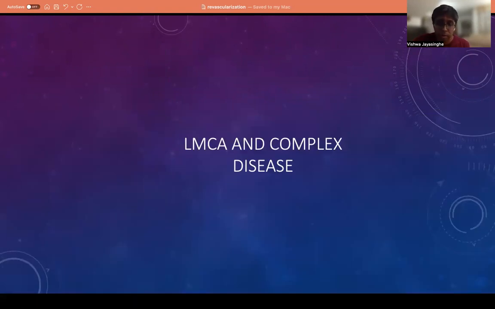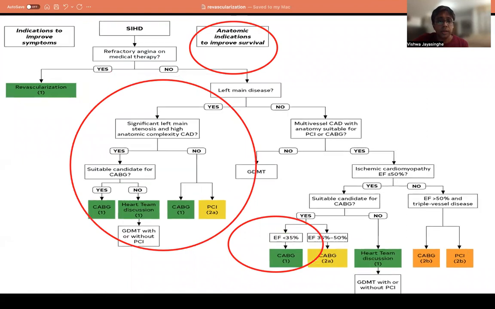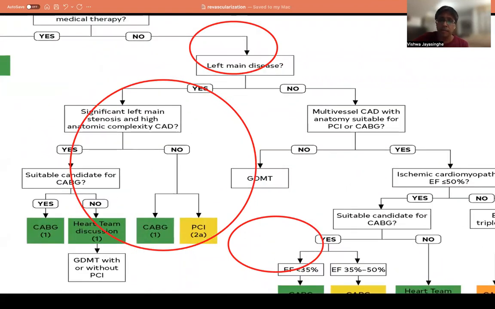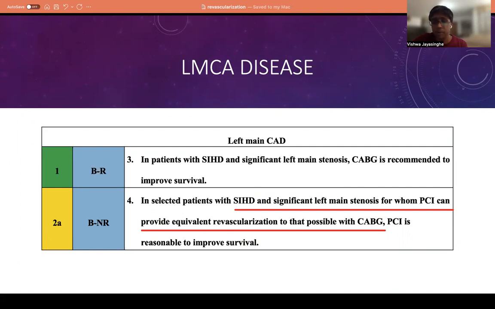Right, so we'll go on and check the left main and the complex diseases. We discuss significant left main stenosis and complex coronary artery disease. What is the revascularization here? Patients with stable ischemic heart disease who have significant left main stenosis, remember, left mains were excluded in the ISCHEMIA trial, hence we don't want that trial bothering us anymore.